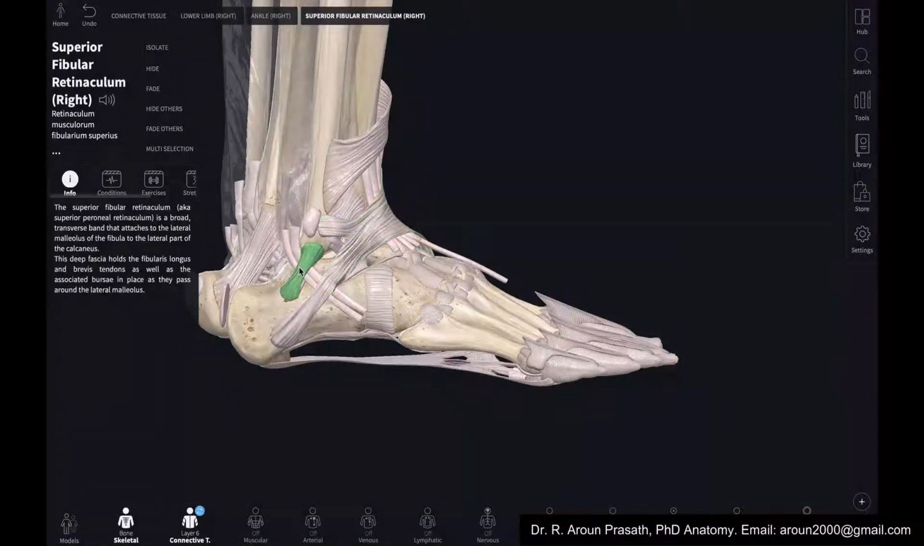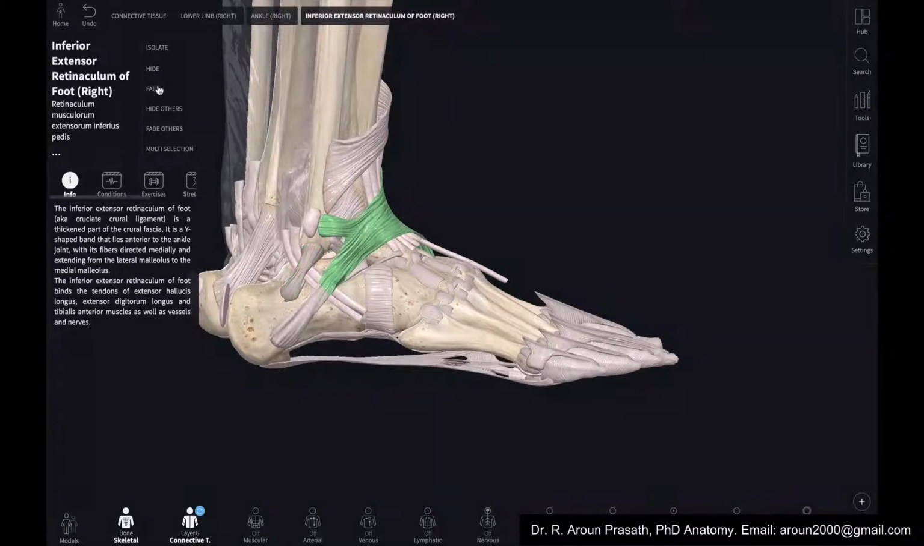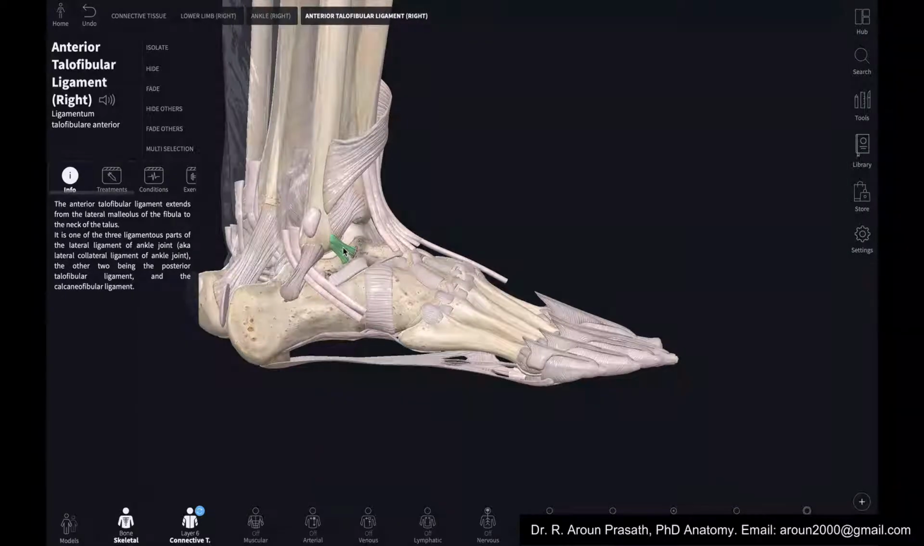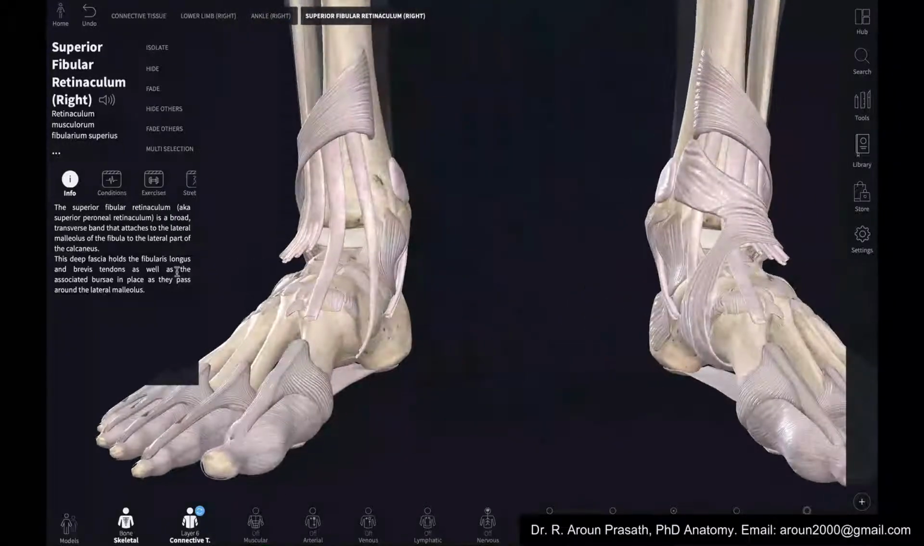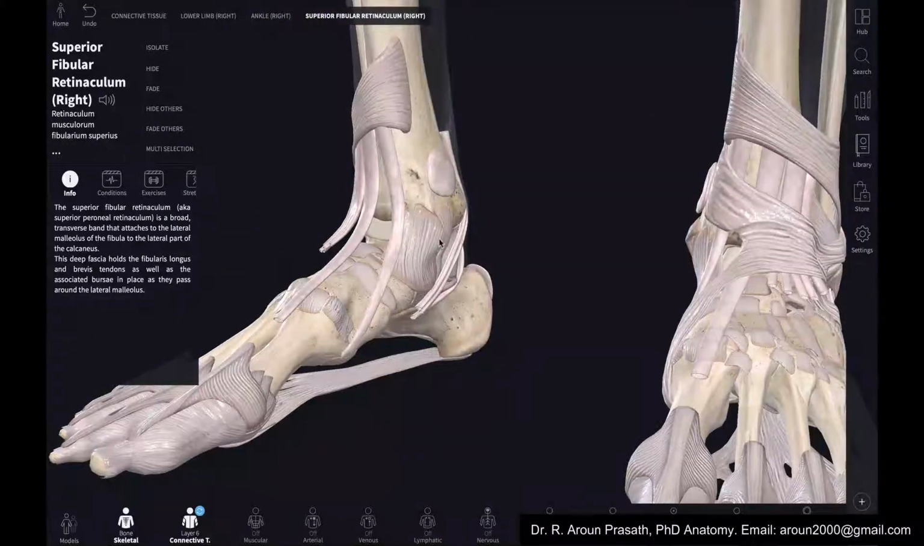This ligament is called a lateral collateral ligament. Okay, here. So these are the anterior talofibular ligament, which is also called a lateral collateral ligament. Okay, so don't forget the medial collateral ligament.